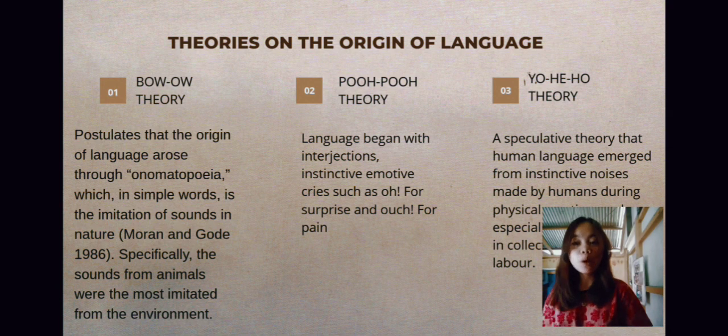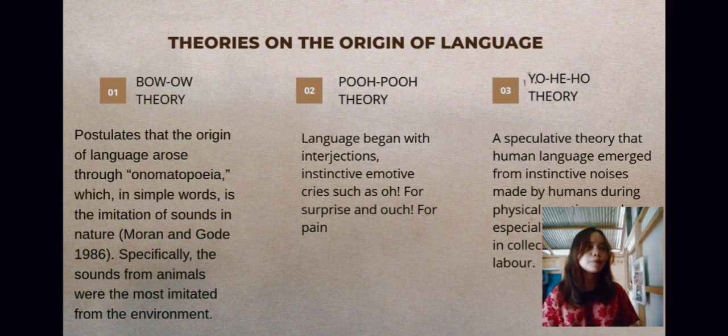One of the most common and most famous theories on the origin of language is first the Bow Wow theory. It postulates that the origin of language arose through onomatopoeia, which in simple words is the imitation of sounds in nature, Moran and Code 1986. Specifically, the sounds from animals were the most imitated from the environment. So this theory gives the idea that language arose by imitating the sounds of nature. The first humans, the Homo sapiens, imitated the sounds of animals in order to refer to a certain animal.